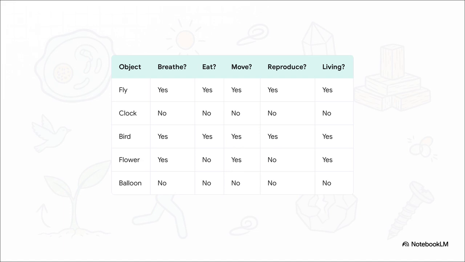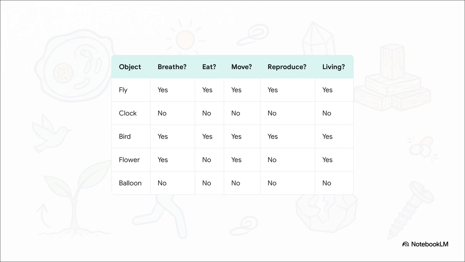Okay, let's tie this all together. We can actually test everyday objects against our new checklist. We just use a simple grid and ask the fundamental questions. Does it breathe? Does it eat? Does it move? Does it reproduce? For the fly and the bird, it's a resounding yes across the board. They are living. For the clock and the balloon, it is a hard no.